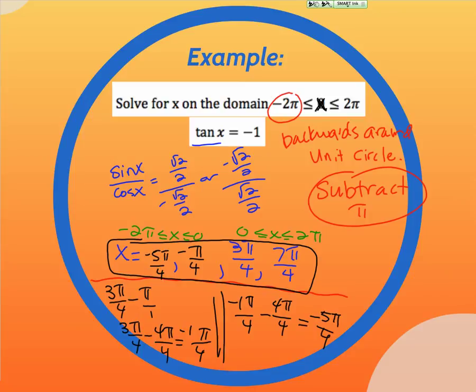So the last thing that could happen is that sometimes inside here, it's not just x. It might be 2x, 4x, 3x, or it could be x plus pi over 2, or x minus pi over 2, or something else. So if you've got something else inside here, you have to do whatever's happening here to your domain as well. And I'm going to show you what that looks like on the next screen.